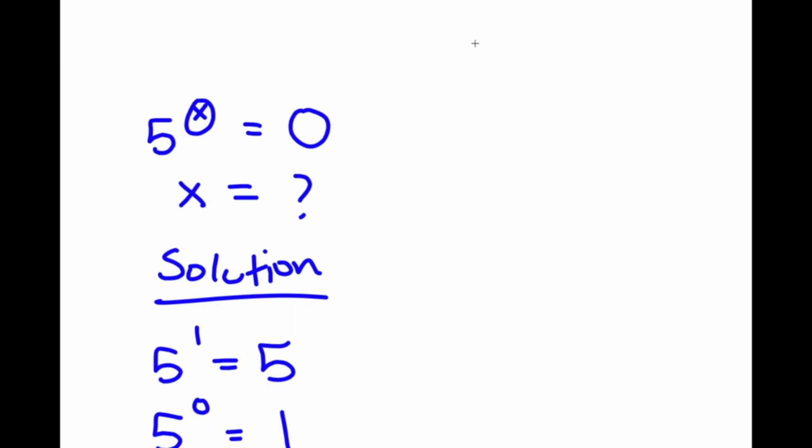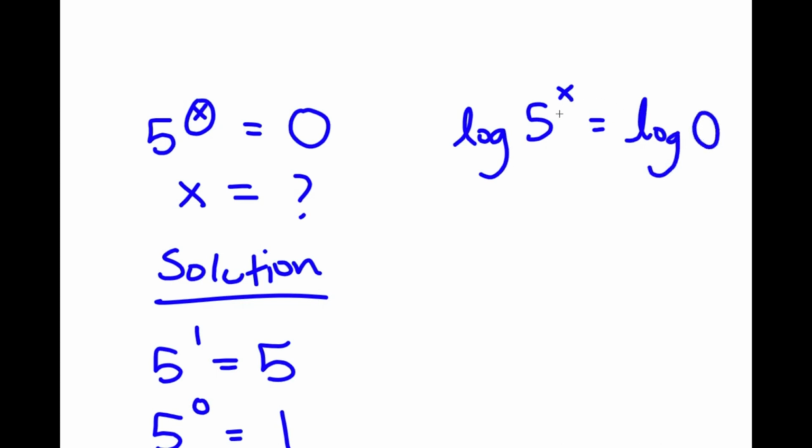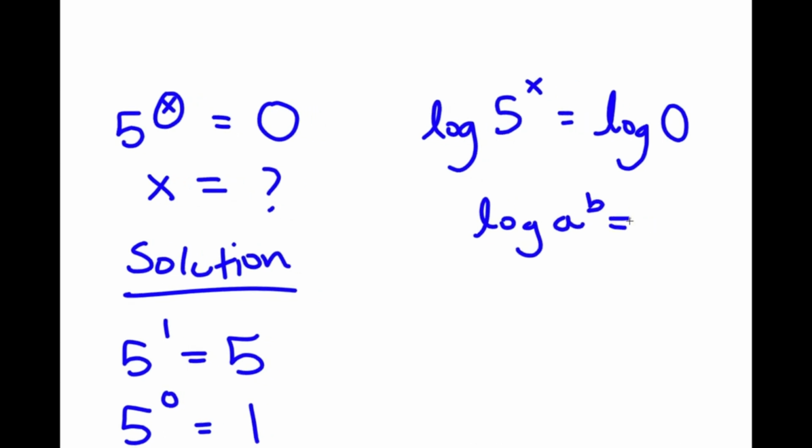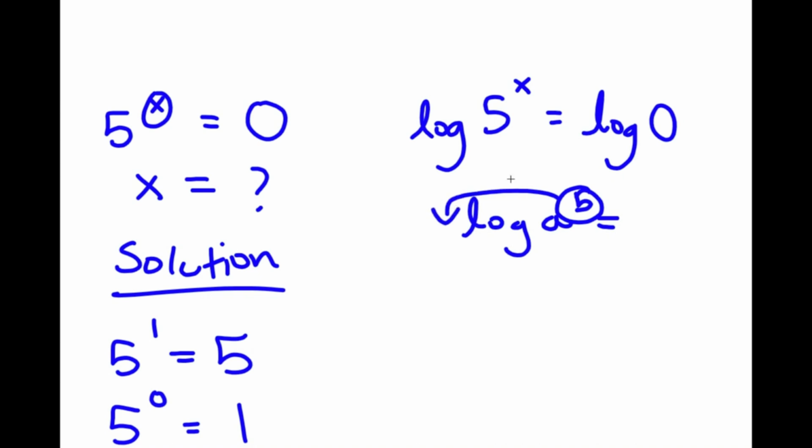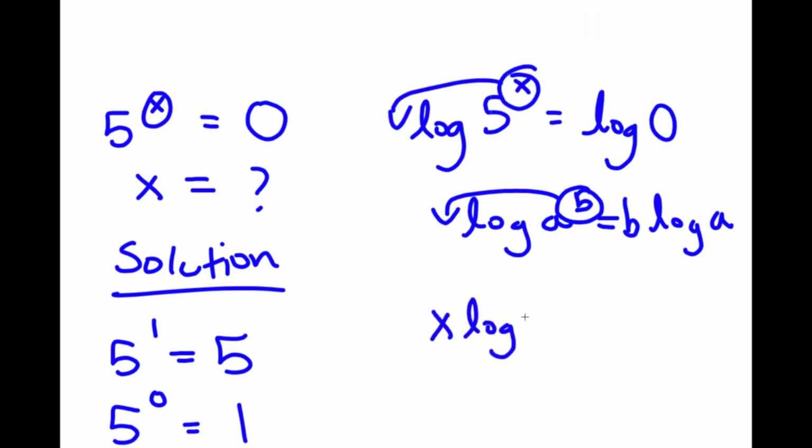So, the first step I'm going to do is take the log on both sides. So I have log 5 to the power of x is equal to log of 0. Now if I have something in the form log a to the power of b, I can move this exponent b to the front. So this is going to equal b times log a. So in this case, I have log 5 to the power of x. And I can move x here to the front. So now I have x times log 5 is equal to log 0.